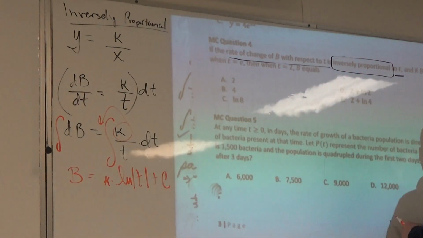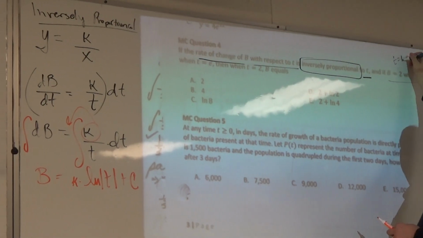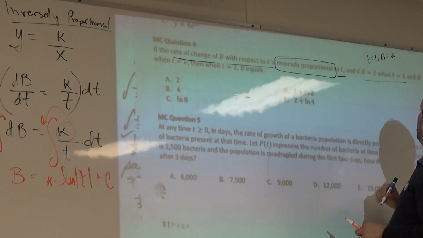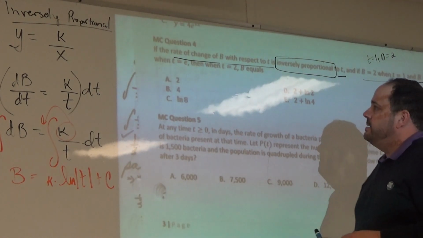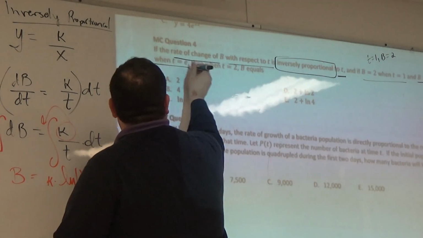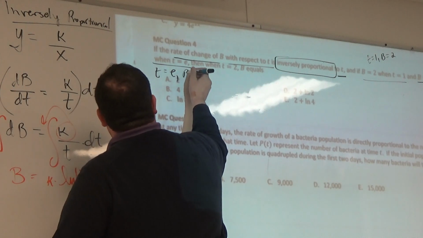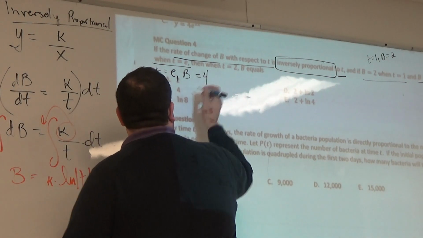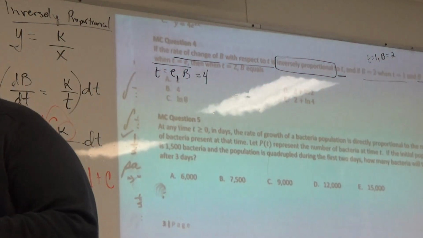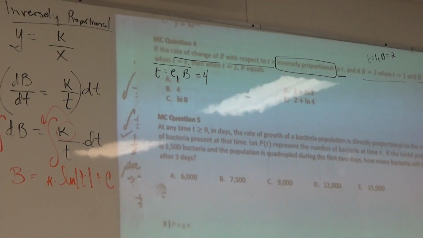Then you're going to go through and it says if b is equal to 2 and t is equal to 1. All right, that's an initial condition. If t is equal to 1, b is equal to 2. And then b is equal to 4 when t is equal to e. That's another one. T equals e, b is equal to 4. Finish it off from there while I take attendance and do all the things.